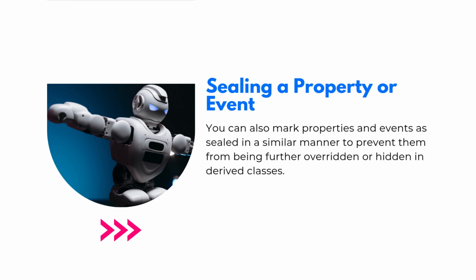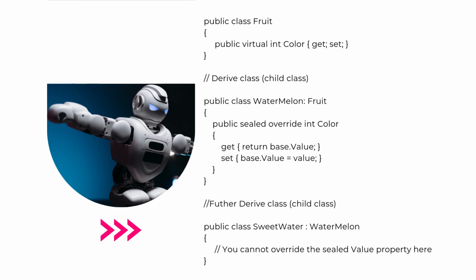Sealing a property or event. You can also mark properties and events as sealed in a similar manner to prevent them from being further overridden or hidden in derived classes. Here, Fruit is the parent class that has the virtual property Color. The Watermelon class inherits from the Fruit class, which means it has an overridden property called Color, and this overridden property is sealed. We have a Sweetwater class that is inherited from the Watermelon class. In the Sweetwater class, if we try to override the Color property, we will receive a compile time error.